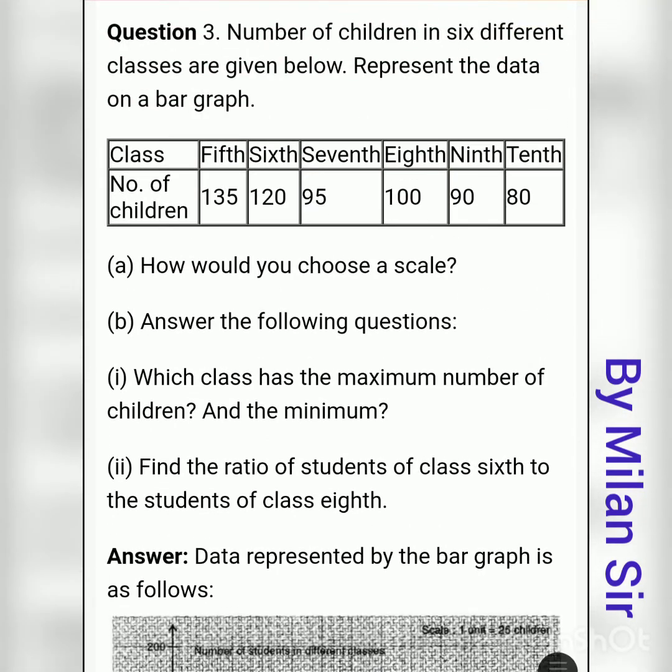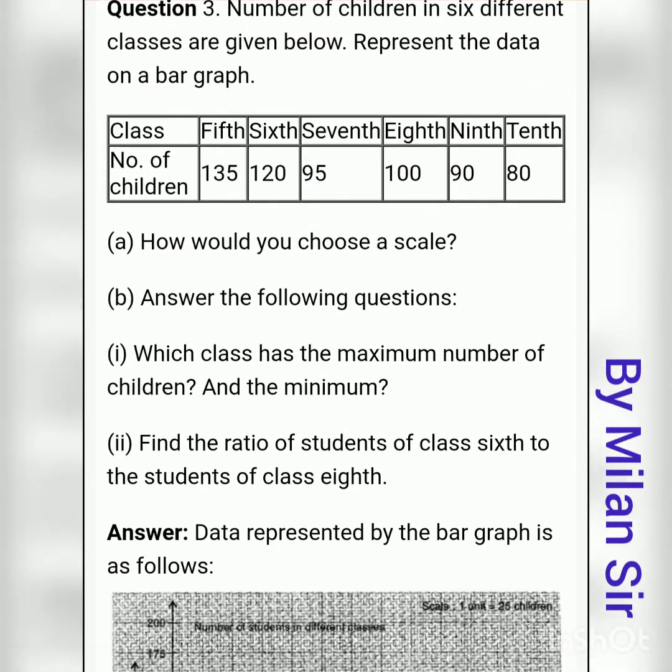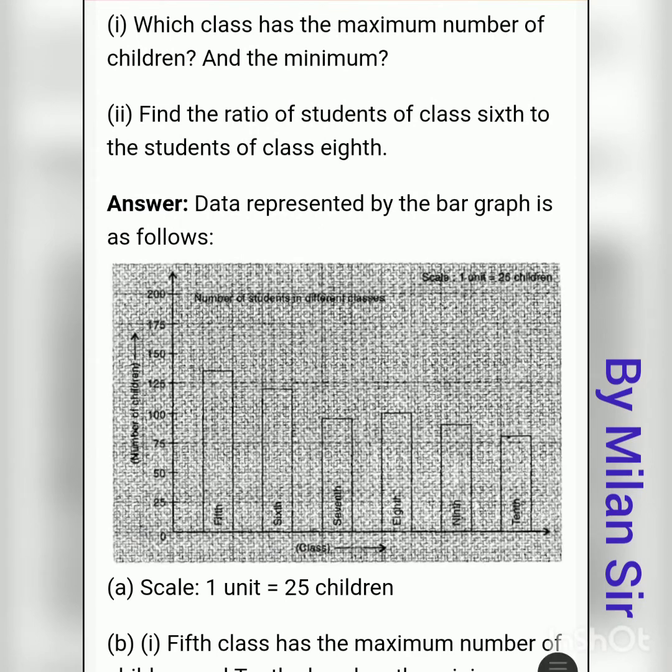After that for 8th class it is 100. So we have the exact measurement here for 100. So for 8th class we need to reach up to the height of 100, and draw the column up to the height of 100.